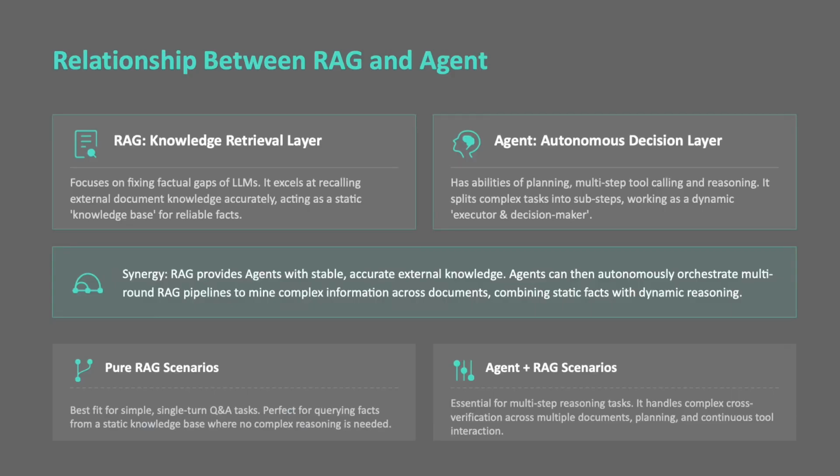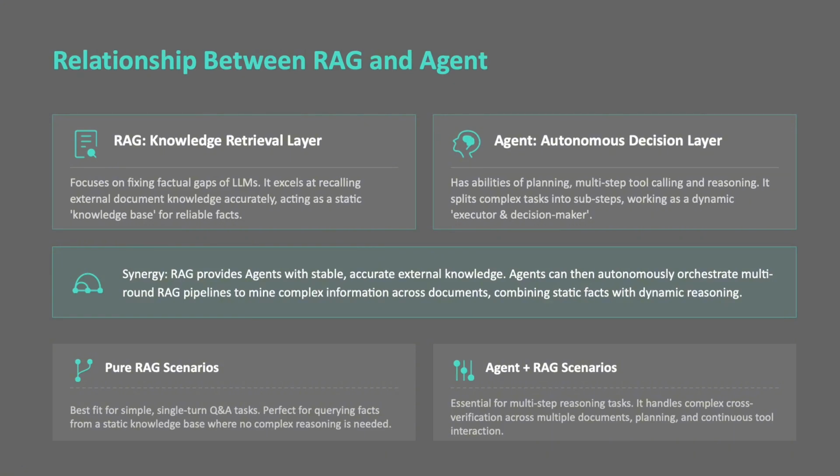Let's quickly clarify the difference between RAG and agent because people mix these two up all the time. Think of it this way. RAG is your dedicated knowledge retrieval layer. Its only job is fetching reliable external document facts. It acts like a static, trustworthy knowledge library for the AI. It's perfect for simple, one-turn Q&A where you just need to look up a single fact without complicated reasoning. An agent is the autonomous decision-making layer.